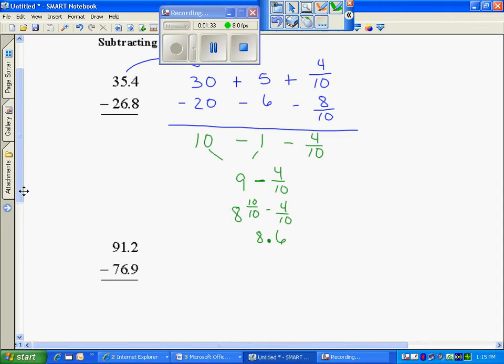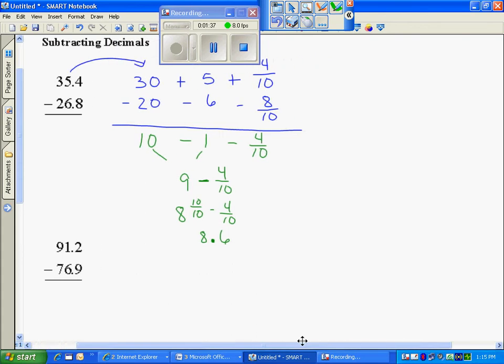Again, if you think of this as shopping, sometimes it makes more sense. And really, what would we do if we were shopping with a problem like this? I would take my $30 and I would subtract all $26 from that 30. I need to subtract 80 cents, so I would take $1 and I would subtract the 80 cents, or the 8/10, from that.